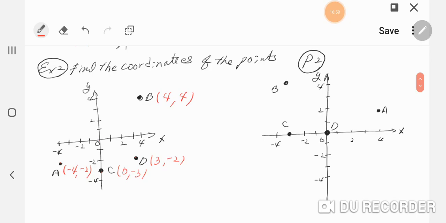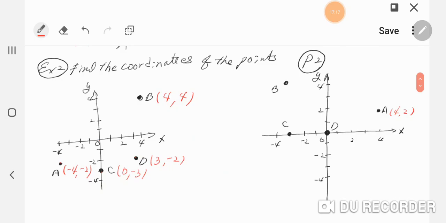Okay, let's try problem 2. Okay, problem 2, point A. Starting from 0, moving horizontally to the right, 1, 2, 3, 4. So the x value is 4. How about the y value? From here, we are moving 1, 2 units up.